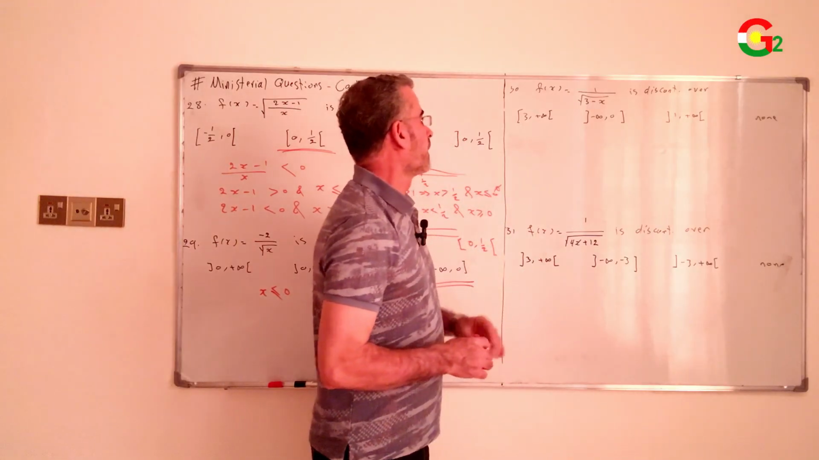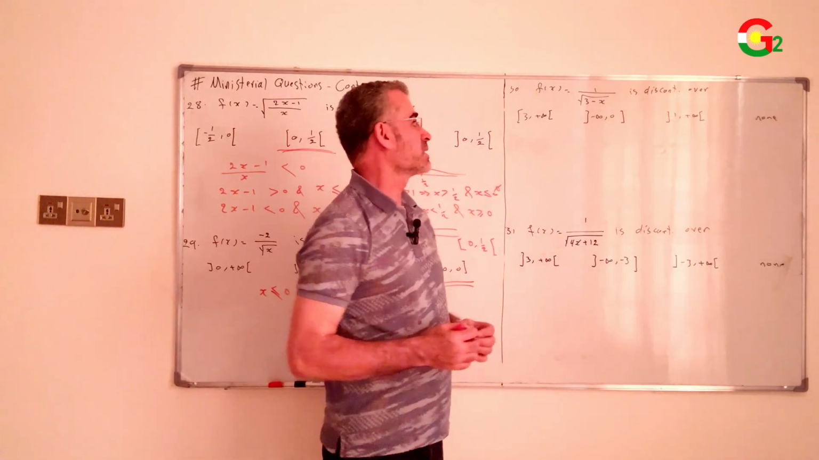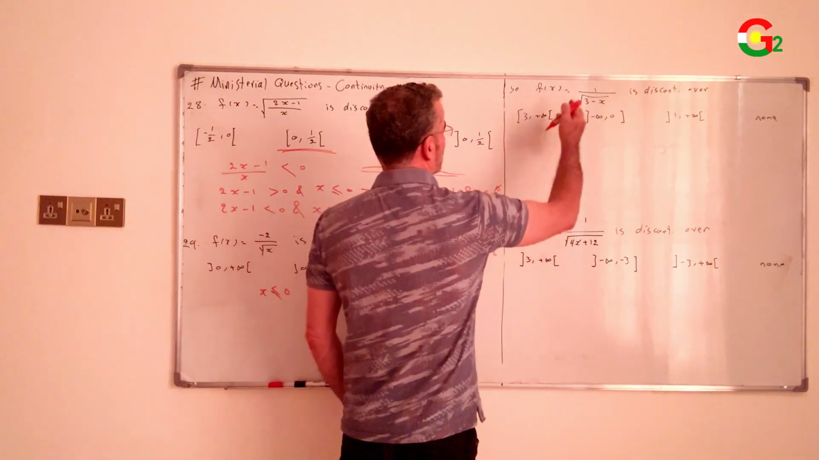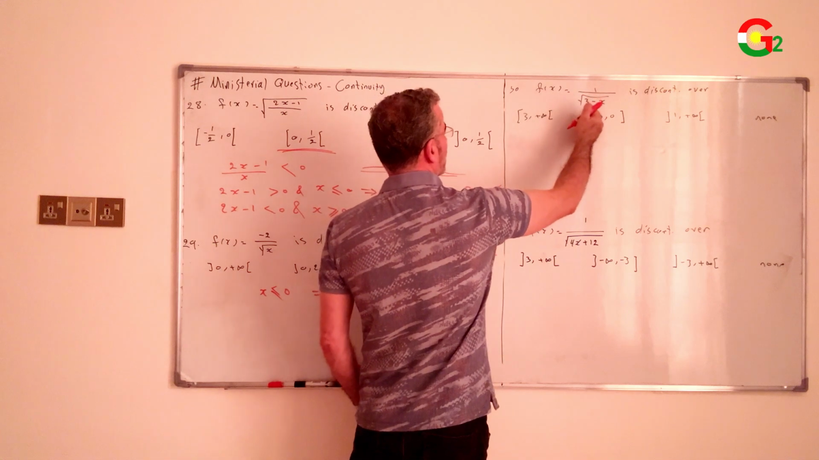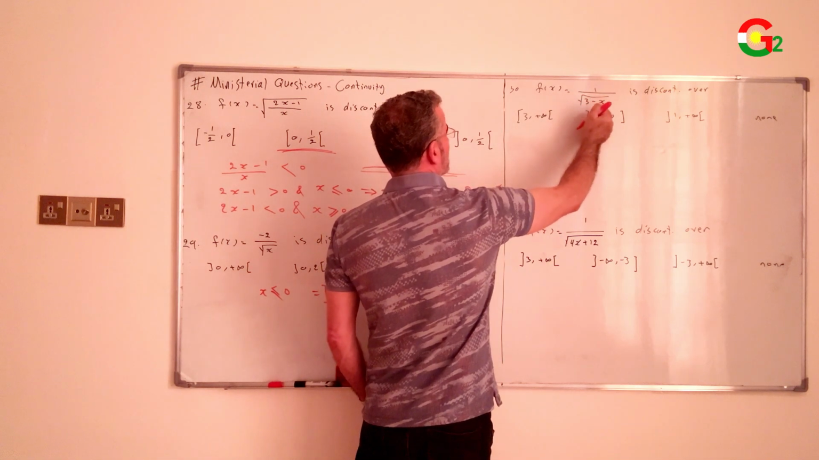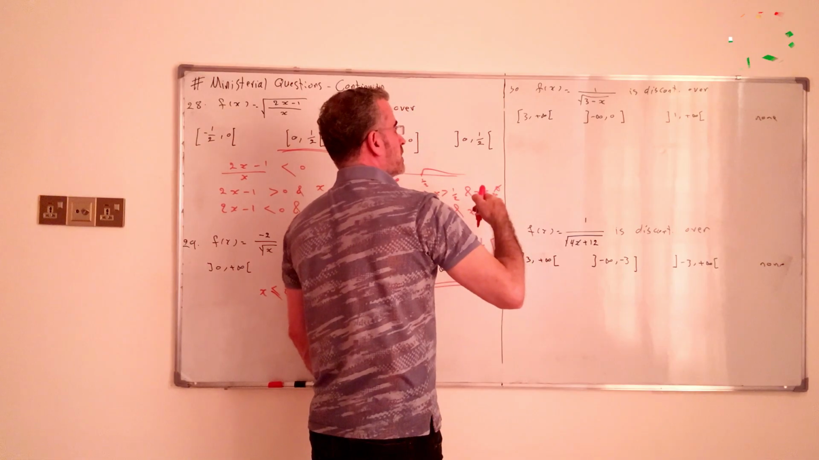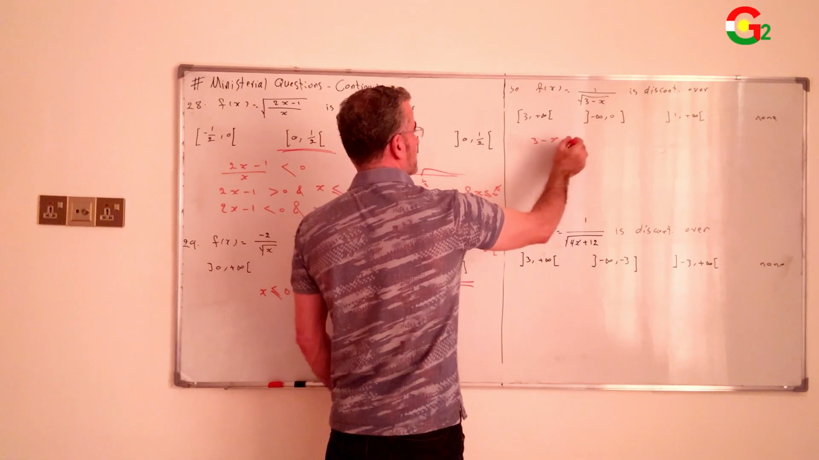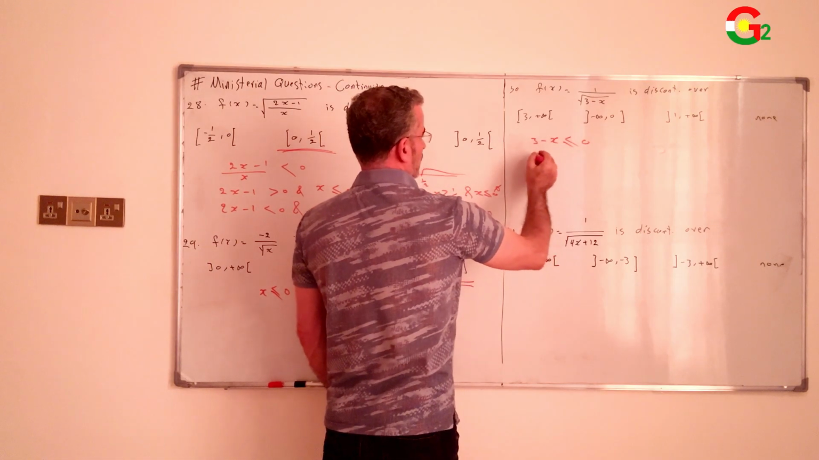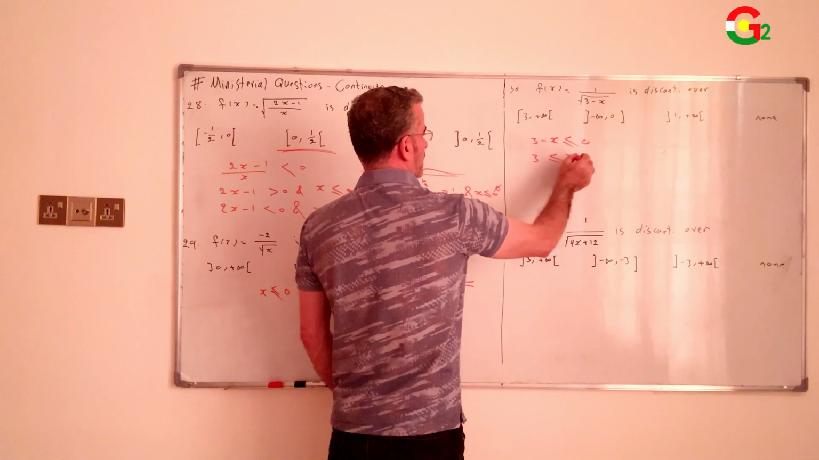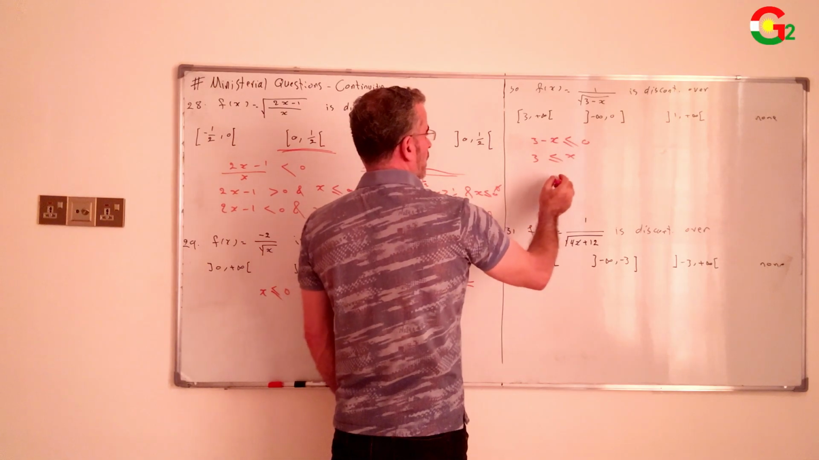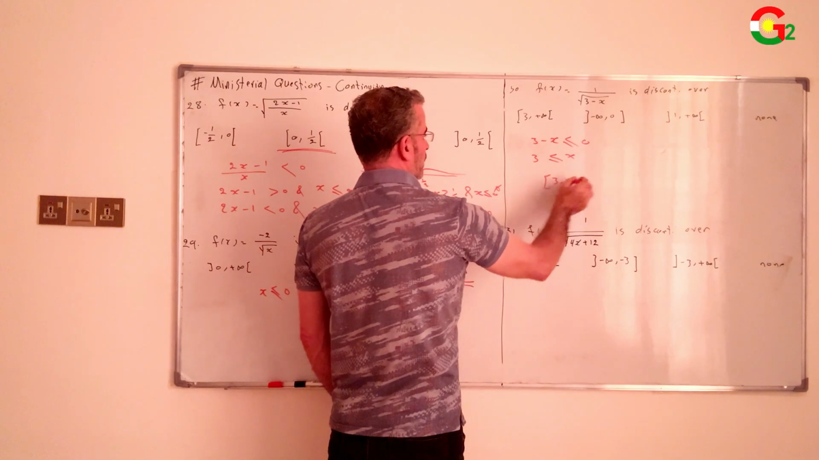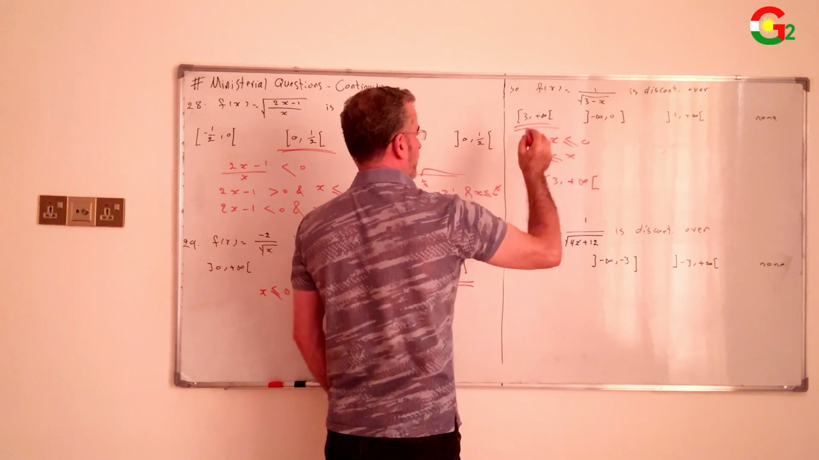Question number 30. F of x equals 1 over square root of 3 minus x is discontinuous over which interval? It means the reverse of the domain. The domain is when 3 minus x is greater than 0. The reverse is 3 minus x less than or equal to 0. It means 3 less than or equal to x, or x greater than or equal to 3. It is 3 to positive infinity, this interval. So it is A.